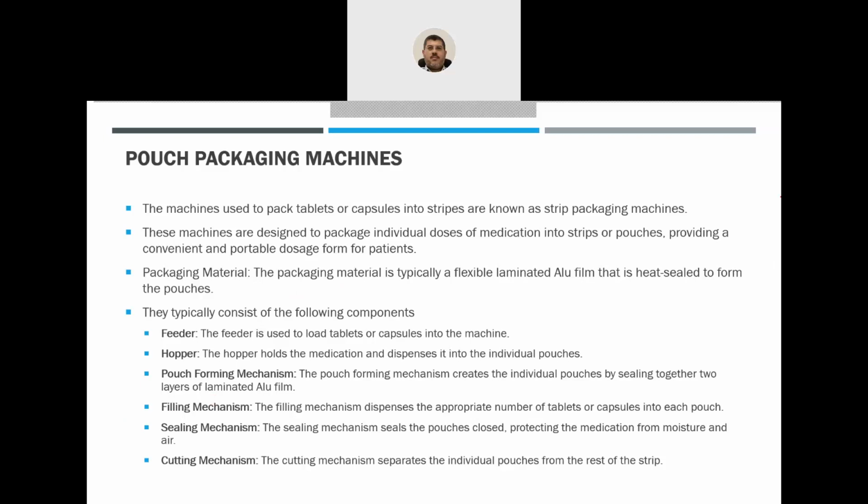So, when we talk about strip, then we have two sides. Both sides are flexible. They are usually made from aluminium. Aluminium may be laminated inside by a plastic layer, a plastic film. So the shape will be like this. Usually there will be a sealing.